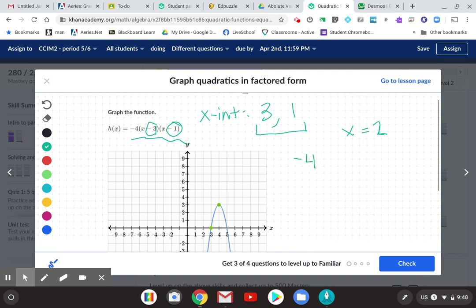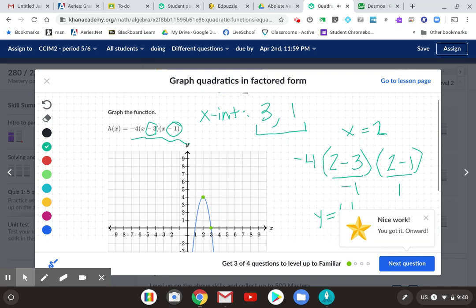So we're going to go -4, instead of x, we're going to do 2 minus 3, and then again, 2 minus 1. So this one we know is going to be -1. This one's 1. So 4 times -1 times 1 is going to be 4. So y is going to be 4. So we want to move our vertex, which is that top point, to (2, 4). And I got it right.